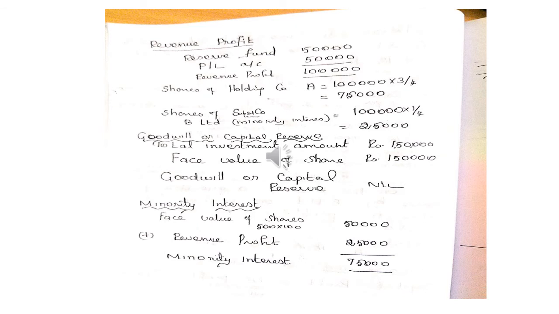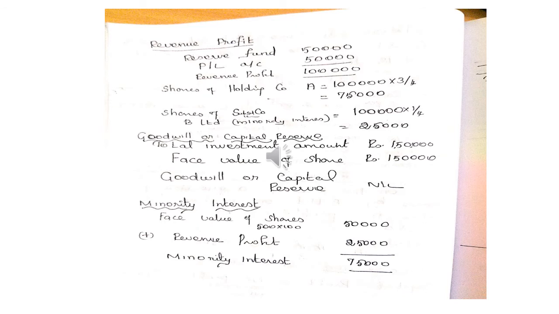The total investment in the balance sheet is 1,50,000. The face value of shares is also 1,50,000. That means the holding company takes 1500 shares from the subsidiary company. Per share value is 100. It is the face value of the share and the investment value. In this problem, we don't find goodwill or capital reserve because it is nil. Both are equal.